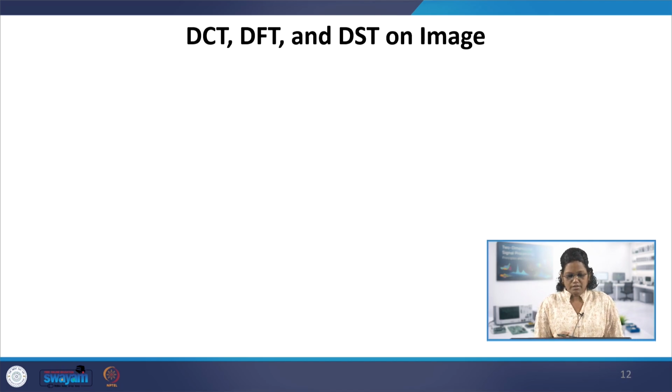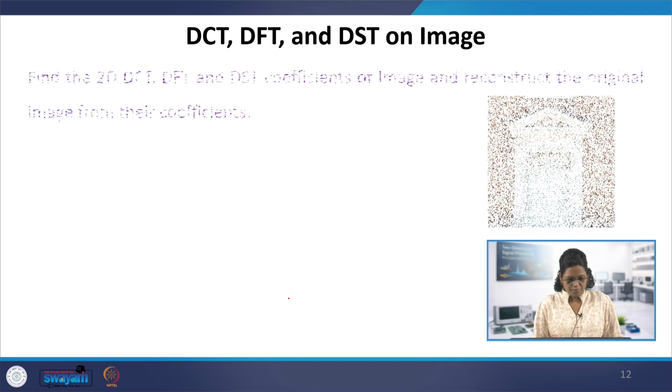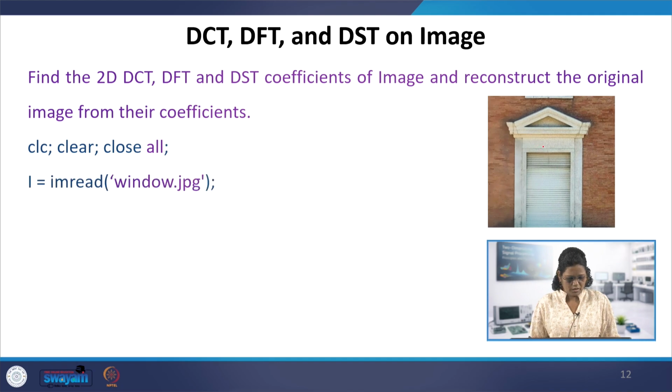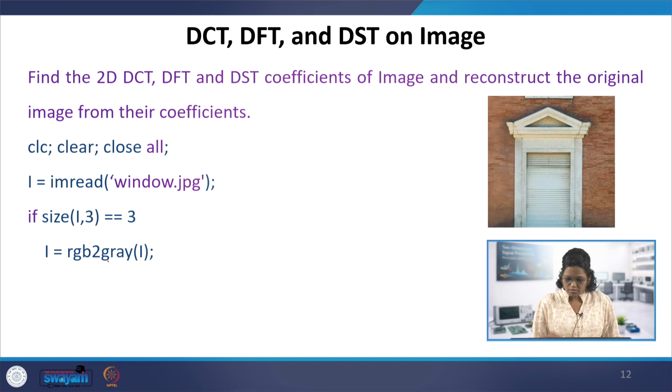Now for DCT, DFT and DST on an image: if you apply those on an image, what should be the outcome, the transformed image? We take this image, given as a window image. We can read this image and fix its size, either 256, or 8 by 8, or 128 by 128 and so on. It depends on the number of pixels we take, and then convert the color image into gray.